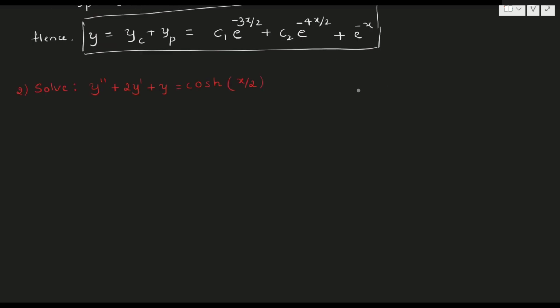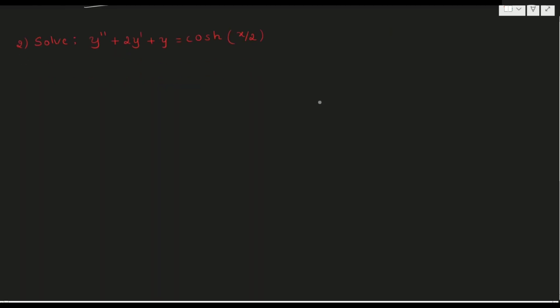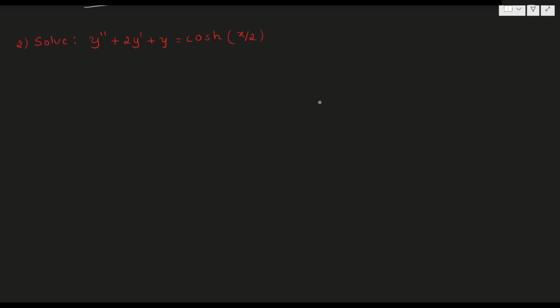Now, we'll solve the second example. y double dash plus 2y dash plus y equal to cos hyperbolic x by 2.